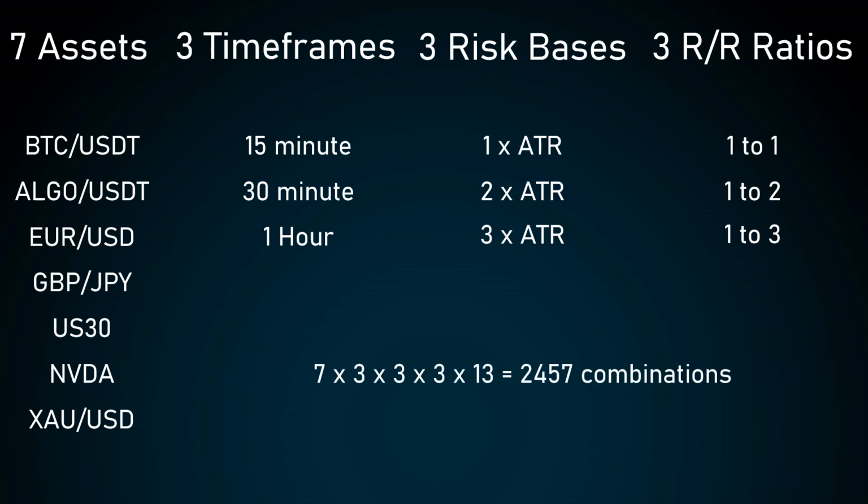Besides that, I will retest all the entry signal indicators presented in the first entry signal indicator comparison video. So in total, this brings us to 4,914 combinations.